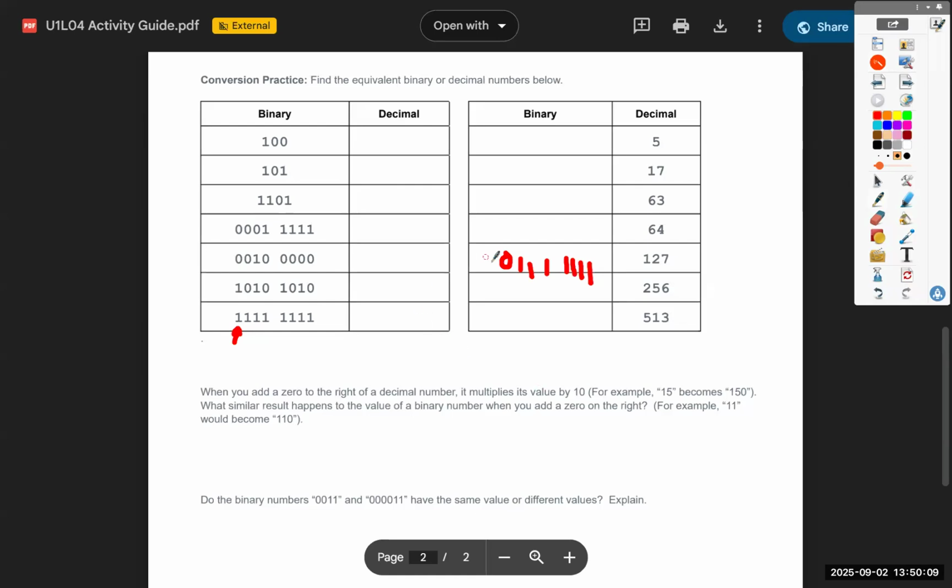Okay, so we have 127, which is 1 less than the value of the 128s. So it's all 1s except a 0 at the beginning. 256, we know that 8 ones is 255 because the next column is the 256s column. So 256 is 1, and then 8 zeros.